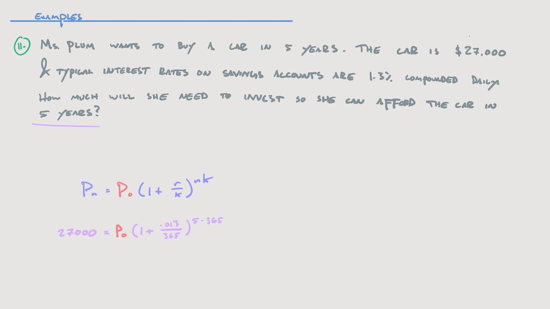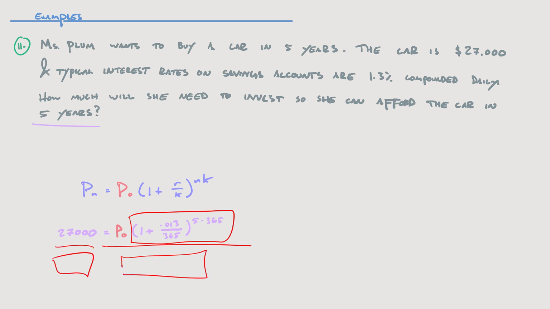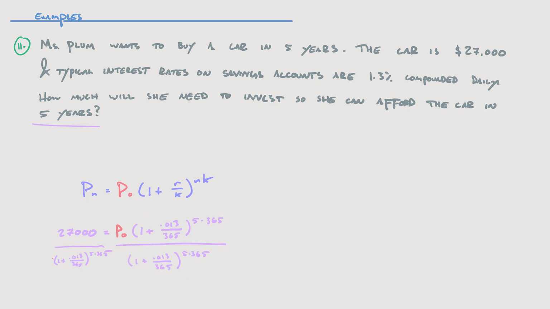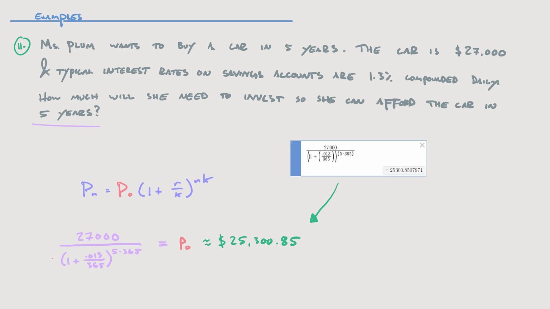Now in this one, we can't just calculate everything. We're going to have to solve for P sub 0. But here's the thing, P sub 0 right now is being multiplied by this thing. So we just need to divide both sides by the thing that I have in the box. And that would cancel it, so all this stuff goes away. And our answer would just be 27,000 divided by this mess of stuff that we just divided by.